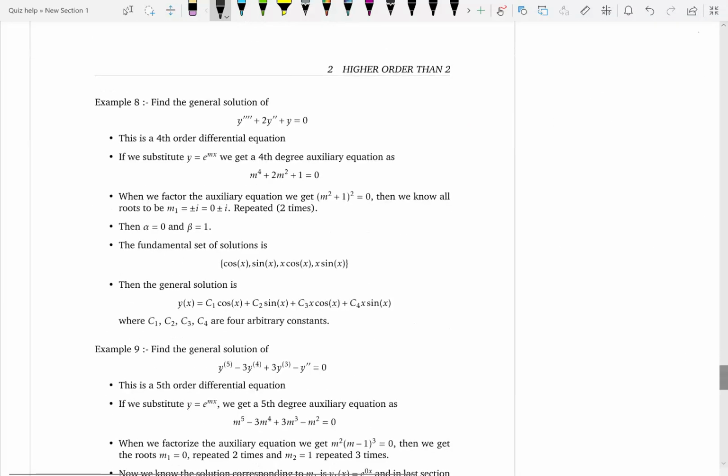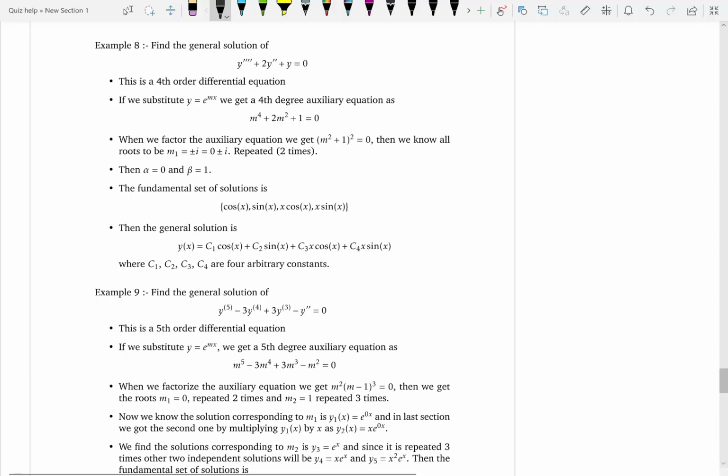All right, so let's see another example. These are really different examples. Okay, so be with me. Here we have a fourth order differential equation and the auxiliary equation is this, and they say the root is plus or minus i repeated 2 times. Okay, now what is the solution?